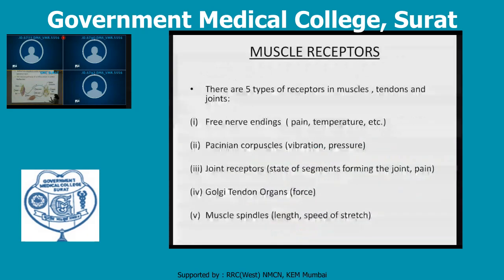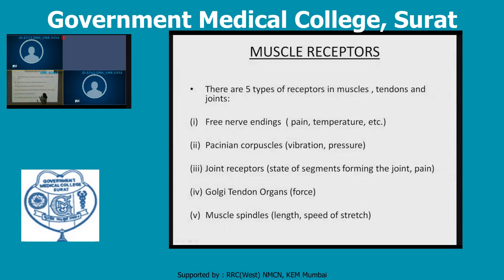Now, the receptors for the reflex activity. There are 5 types of receptors present in the muscles, tendons, and the joints. First one is the free nerve endings, which are sensitive to pain, temperature, etc. stimuli. Then Pacinian corpuscles, which are sensitive to vibrations and pressure. Then joint receptors are there, and then Golgi tendon organs, which are sensitive to the force or tension.